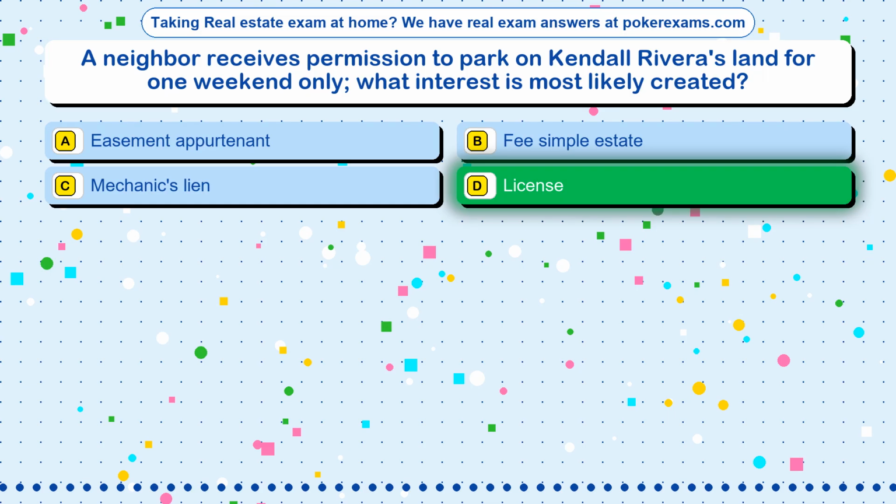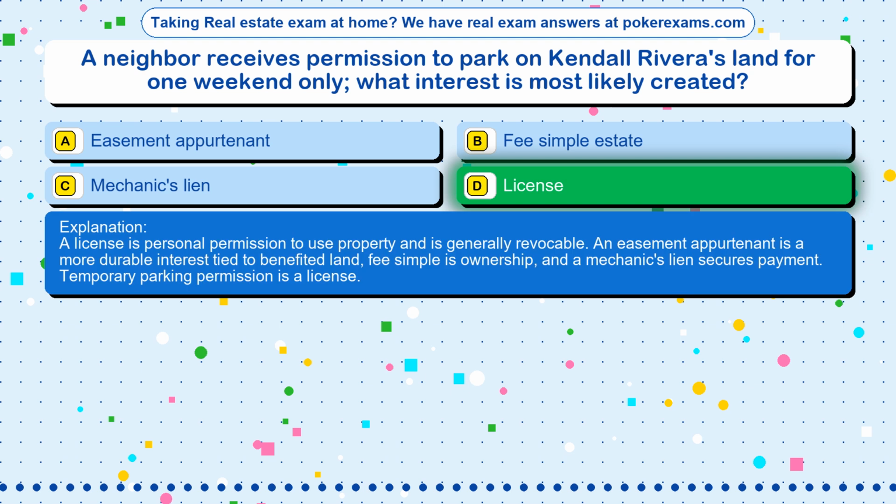The correct answer is option D. License. A license is personal permission to use property and is generally revocable. An easement appurtenant is a more durable interest tied to benefited land. Fee simple is ownership, and a mechanic's lien secures payment. Temporary parking permission is a license.